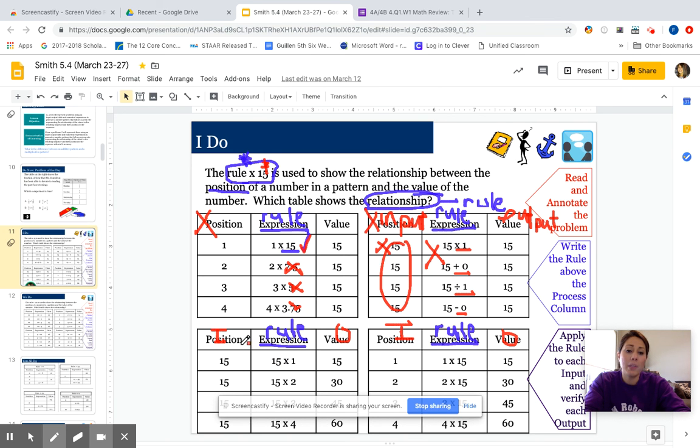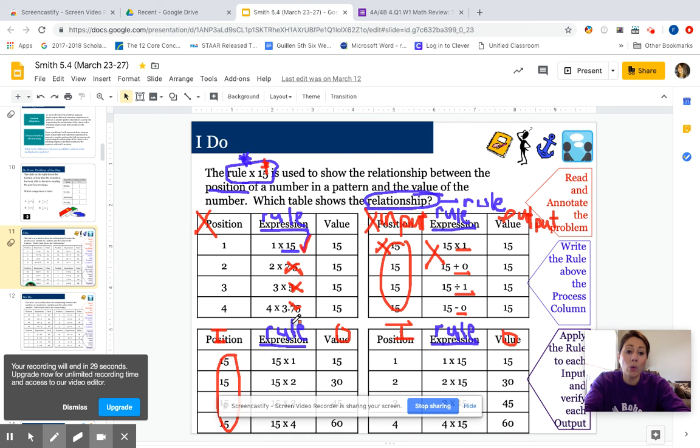Now the next one. It says my position 15, 15, 15, and 15. Again, this is already wrong. That's one thing. Now let's look at my rule. Times 1, times 2, times 3, and times 4. Is this correct? No, again, this is wrong because my rule is times 15, not times 1, times 2, and so on. The rule is changing, so I know that can't be my answer because my rule cannot change, it must stay the same. Now here, times 15, times 15, times 15, times 15, yes, and each position is different. That is correct and correct. So the correct answer is this. Good job.